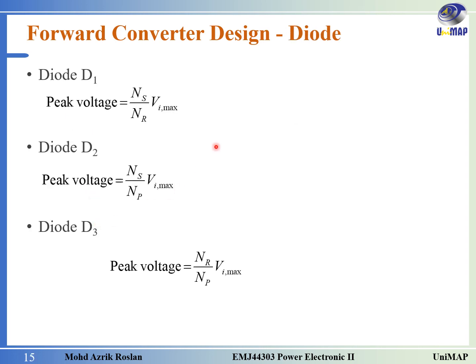And then finally, we are going to look at the diode voltage rating. The peak voltage for diode 1 is NS over NR multiplied by VI max. The same goes for diode 2 because they are located on the same side, the output side. For D3, the peak voltage is equal to NR divided by NP multiplied by VI max. Okay.